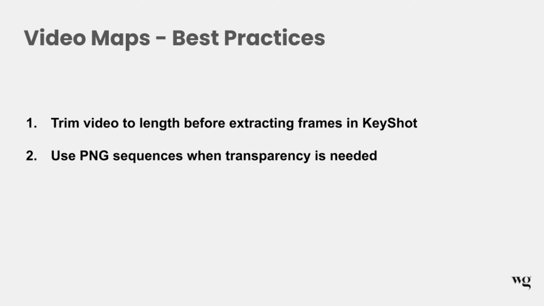Now there's just a few things to keep in mind regarding video maps. Number 1, try to trim the video file down before uploading it into KeyShot so KeyShot doesn't extract any more frames than you need. And 2, if you want or need a video map with transparency, such as, say, fire, use a PNG sequence as PNGs support transparency where video codecs do not.